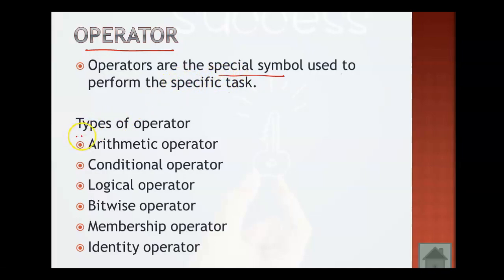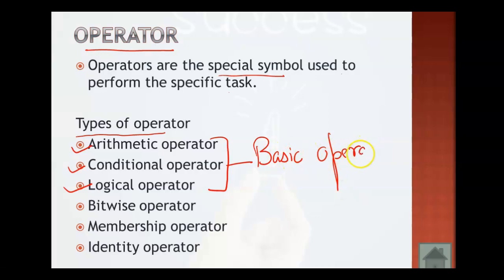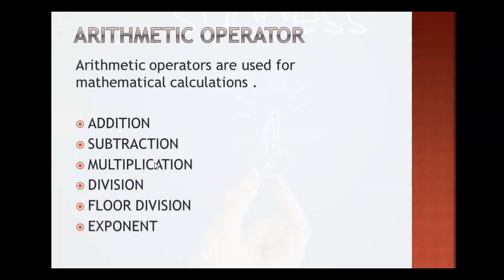When you go under the types of operators, we have the arithmetic operators, and we have conditional and logical operators. These three are called the basic operators. Basic operators means all the languages support these types of operators: arithmetic, conditional and logical. And we have three more operators given here: bitwise, membership and identity operators. These three also we are going to cover because these are part of the Python language and we are learning Python. Okay, so let us move to the next page.